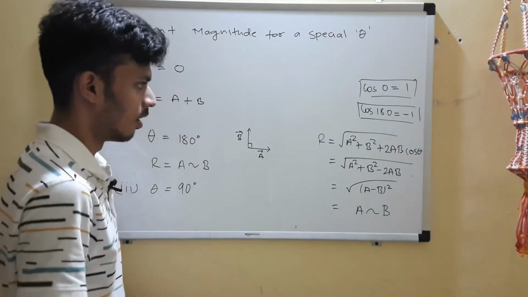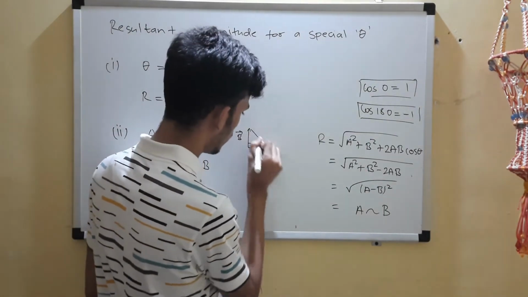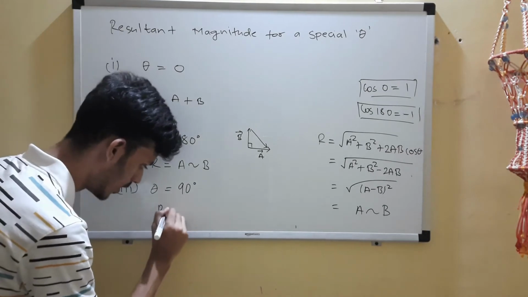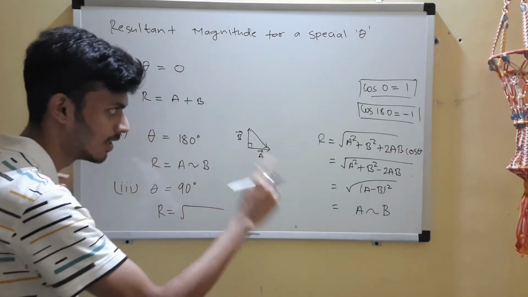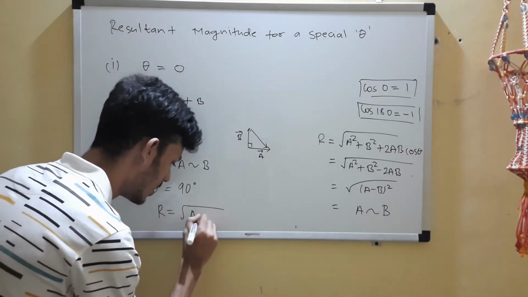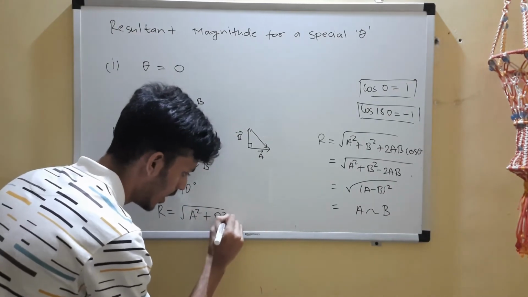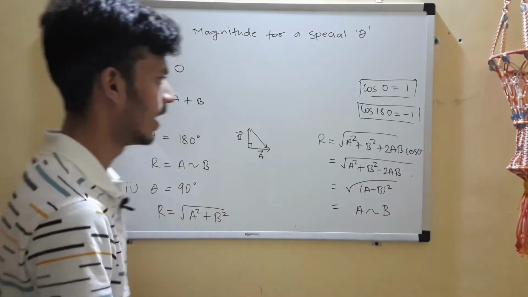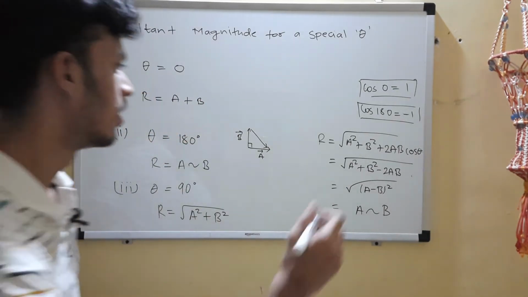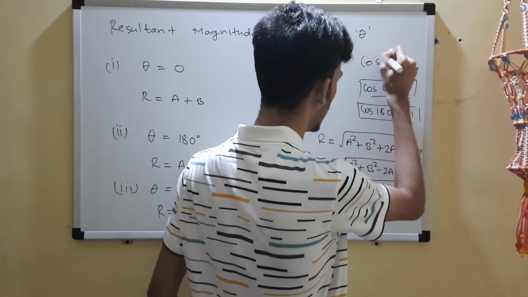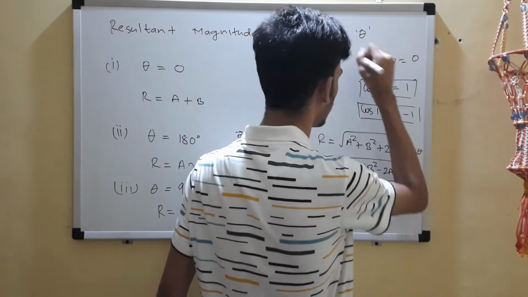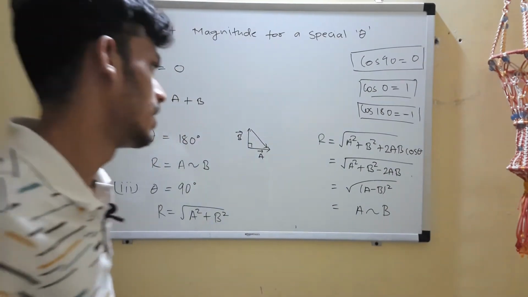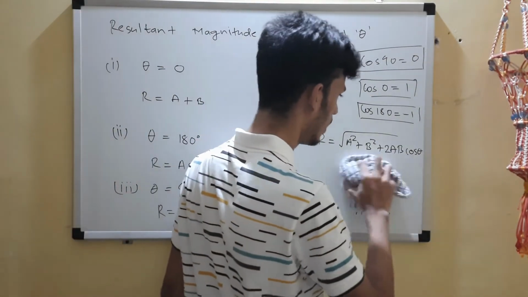Now if you want to go by that formula, go by that formula, or you can simply use the Pythagoras theorem, which says that the resultant is the hypotenuse. You can see that the resultant will be under root of a square plus b square, the magnitude of a square plus the magnitude of b square. Now let's derive it by the formula also. Cos 90 is 0, right? So basically you can see that directly now. This term will be 0.